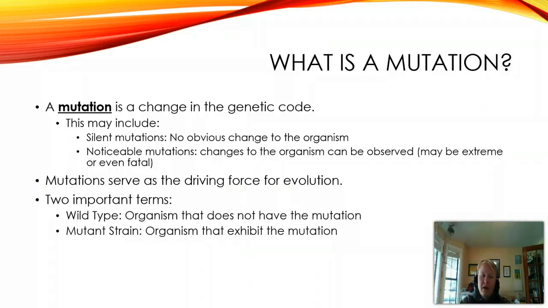And before we move on, we need to discuss two important terms. The first of these is wild type. A wild type organism is an organism that does not have the mutation. This is the one you just commonly find in nature. Basically, it's kind of our control. Versus a mutant strain. This is one that has an observed mutation within it.